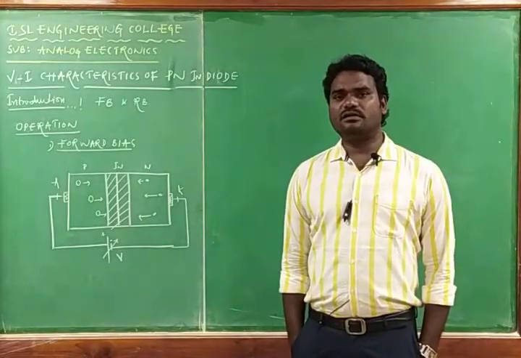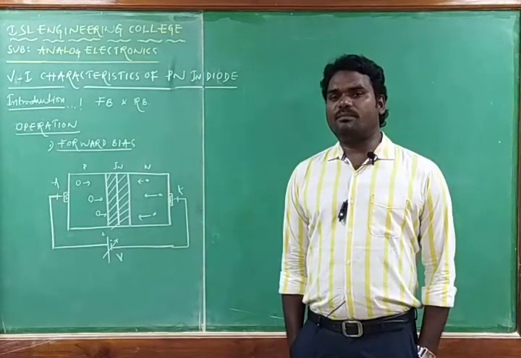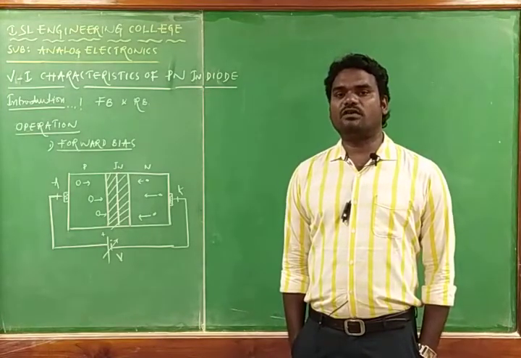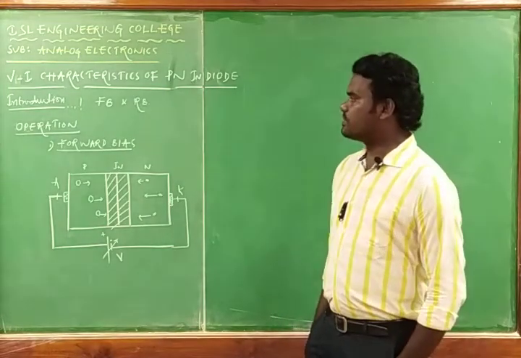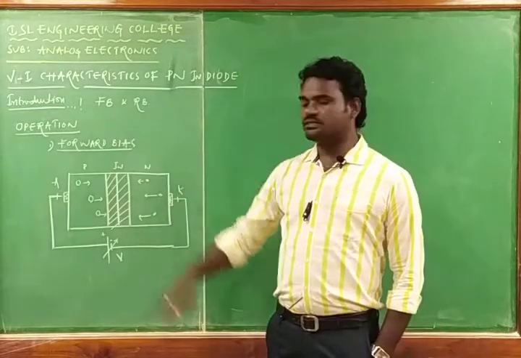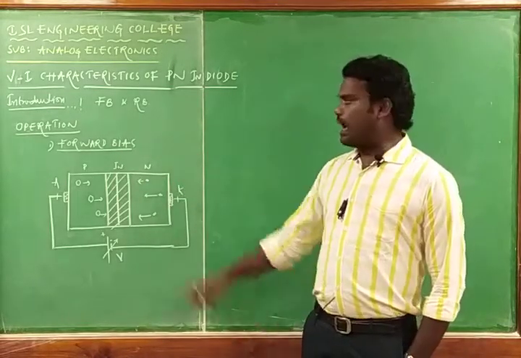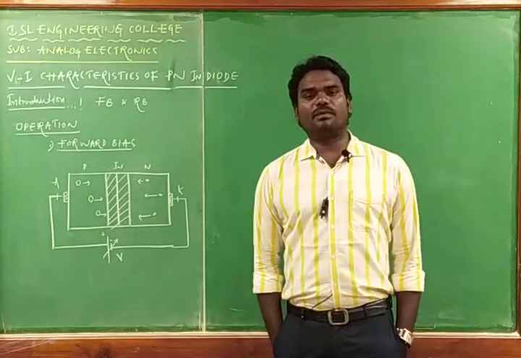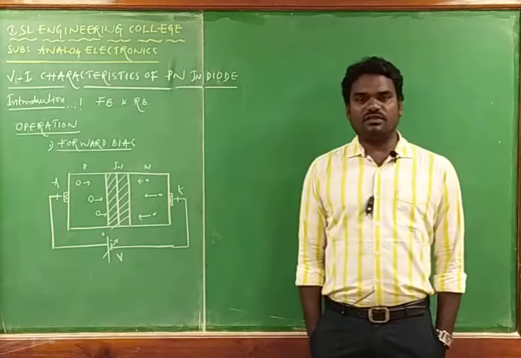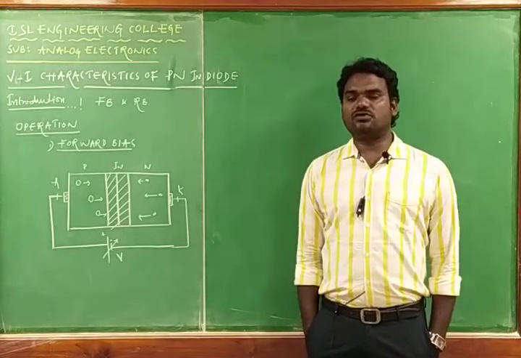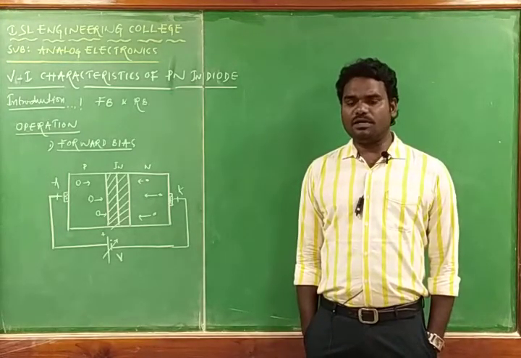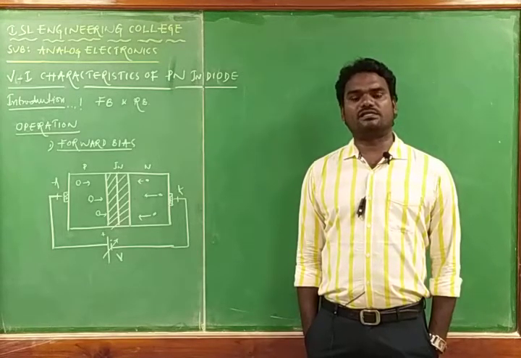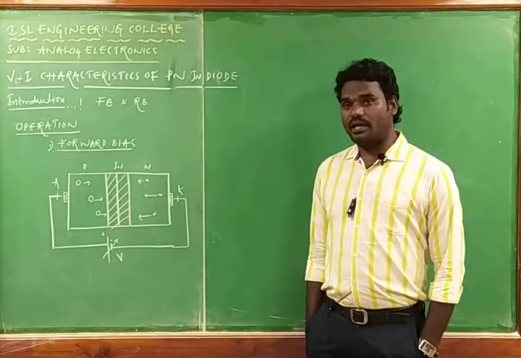In forward bias, the anode of the PN junction diode is connected to the positive terminal of the battery, whereas the cathode is connected to the negative terminal of the battery. That is called forward bias. Reverse bias means the anode of the PN junction diode is connected to the negative terminal of the battery, whereas the cathode is connected to the positive terminal of the battery, and this is called reverse bias. That means we have to study the volt ampere characteristics of PN junction diode in forward bias and in reverse bias.